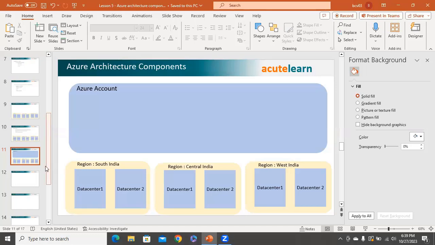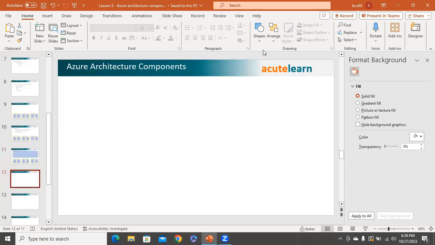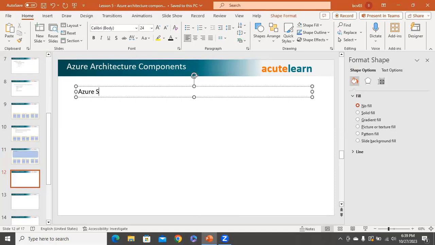Now, we use a terminology called Azure subscriptions. Azure subscriptions.